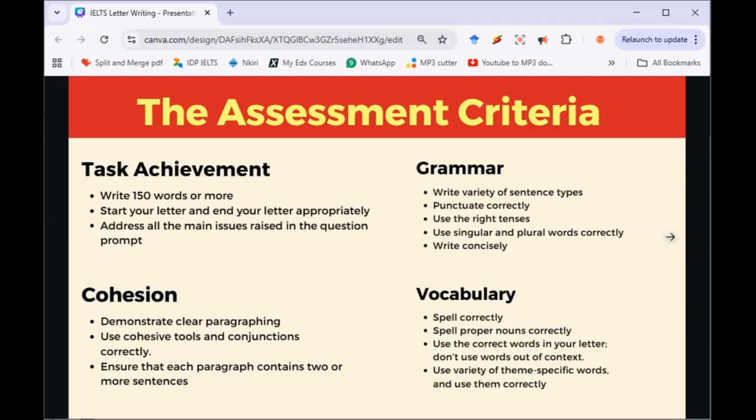Okay? Use the correct words in writing your letter. Don't use words out of context. Don't use words because you just heard it somewhere and then you feel like you're showing yourself to the examiner. No. If you don't know the meaning of a word, don't bother using it. Otherwise, you might end up losing marks. You might use it out of context and you will lose marks. Okay, so these are things that have to do with what? That have to do with vocabulary.